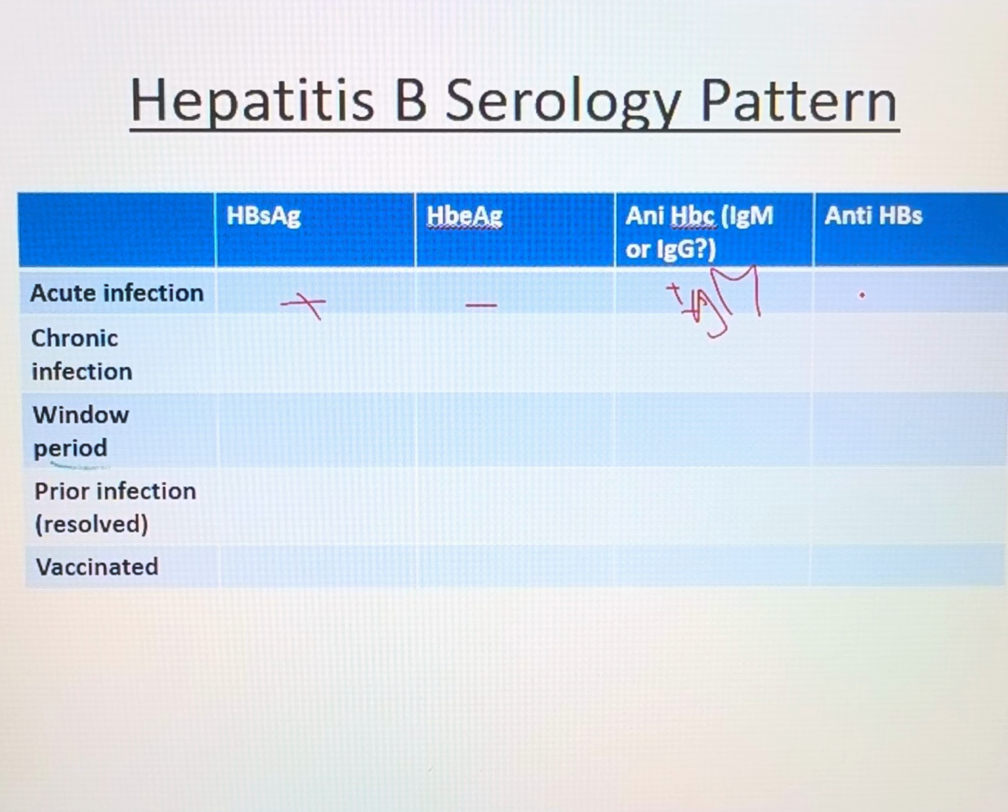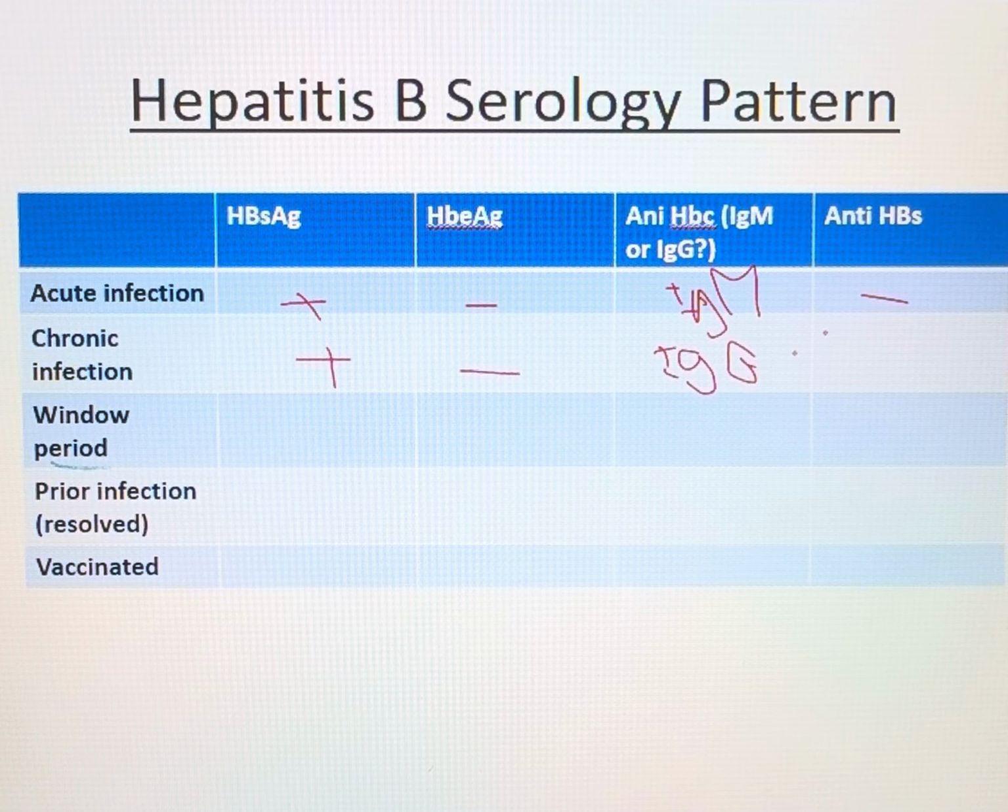And these markers will be negative. For chronic infection, obviously, as we said, if the surface antigen is positive, this means there is an infection going on. We want to know whether it is chronic or acute. We said IgG means it is chronic. And anti-HBs means that the patient has immunity. So still the patient does not have immunity here.